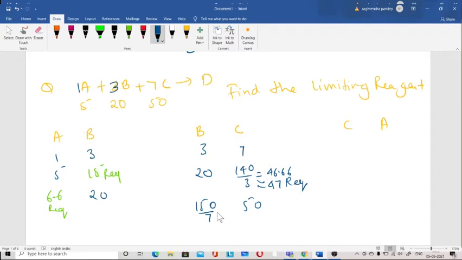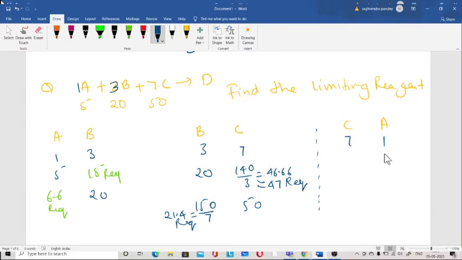So you can do it, 150 divided by 7. So that will be 21.4, 21.2. So that is a requirement of B. If in 2 cases you are getting it, then you don't have to do the third one. But for the sake of understanding, C is 2, that is your 7:1 ratio.